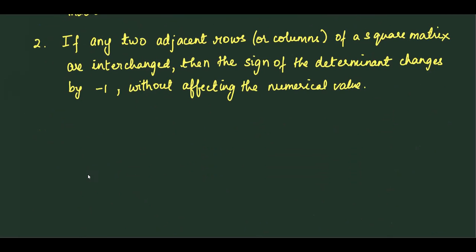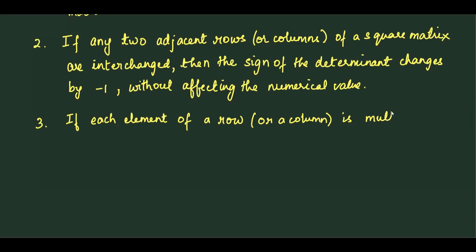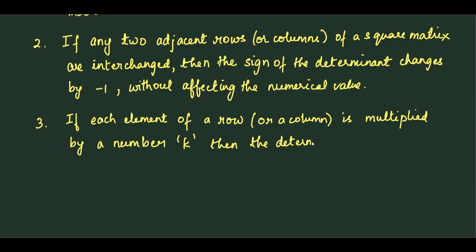Now this is the third one. If each element of a row or a column is multiplied by a number k, then the determinant value becomes k times the original determinant.